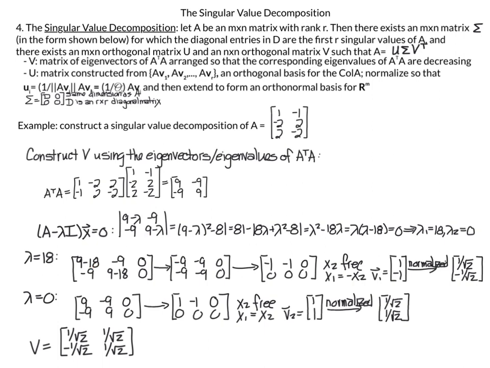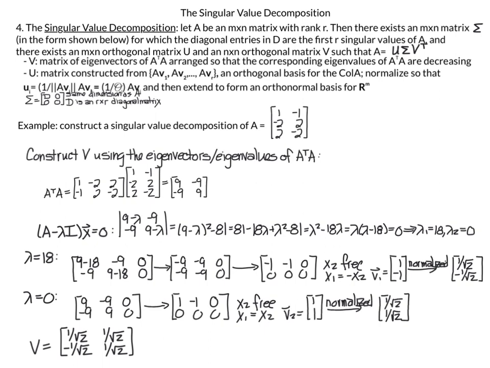This 9 here minus 18 gives me another minus 9. And these other non-diagonal entries stay -9. And then I have 0, 0. Oh, this is easy to row reduce. I get x2 free, and x1 is equal to negative x2. So my first eigenvector associated with lambda equals 18 is 1, negative 1, which I normalize. So I have 1 over square root of 2 and minus 1 over square root of 2.